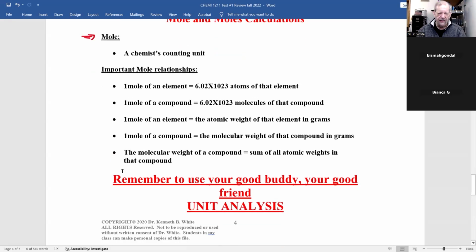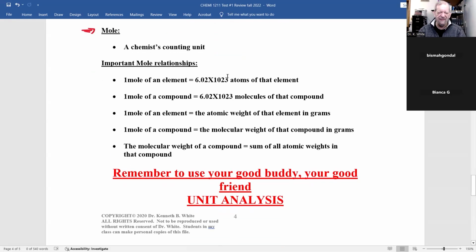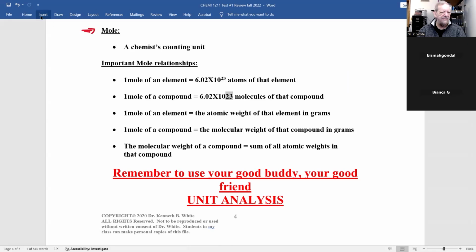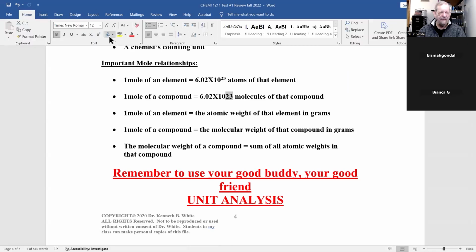Now, there's some important relationships, and oops, this should be superscript; in the test it is. One mole of an element equals Avogadro's number of atoms of that element. You should know Avogadro's number, which I'll give you, important information. You should know Avogadro, great Italian scientist. I don't think they called them chemists back then yet.